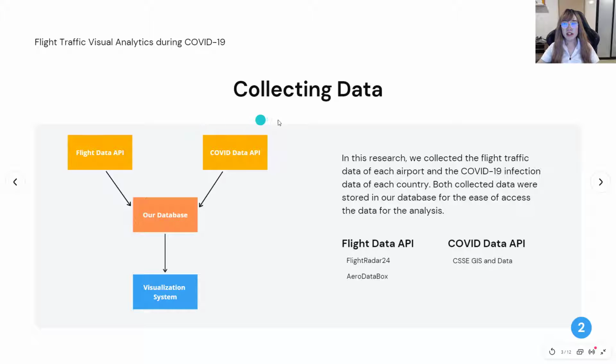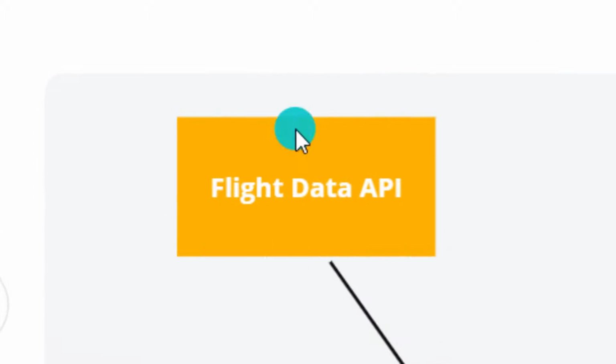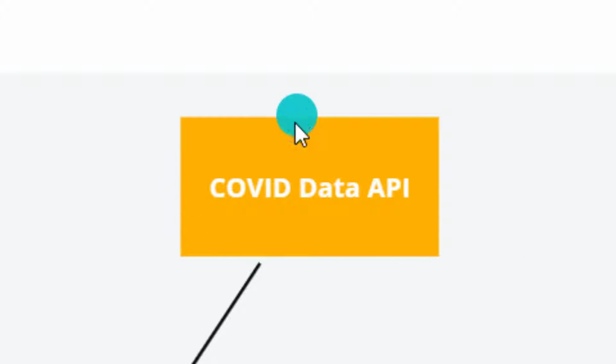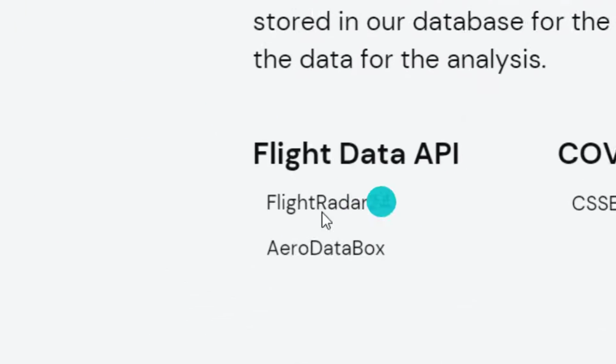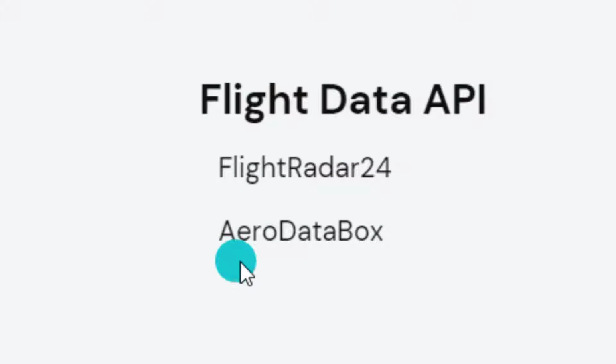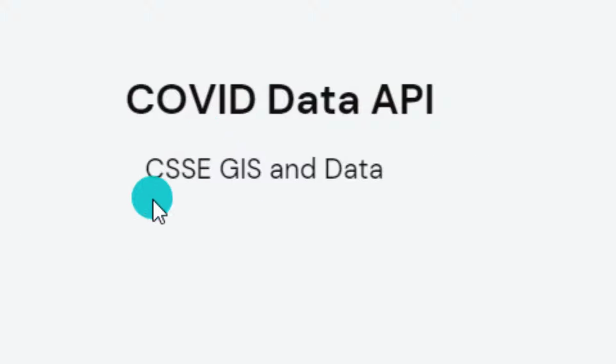The purpose of this study. First is collecting data. In this research, I want to collect data from two data sources, the flight data API and the COVID data API. For the flight data API I use Flight Radar 24 and Aero Data Box. And for the COVID data API, I use CSSE GIS and Data, which stands for Center for Systems Science and Engineering at Johns Hopkins University.